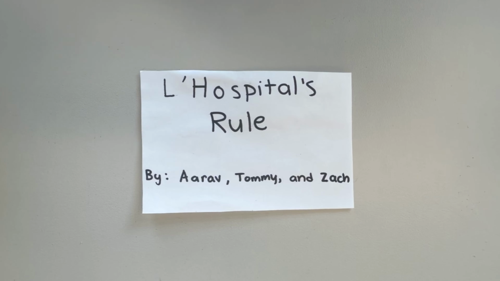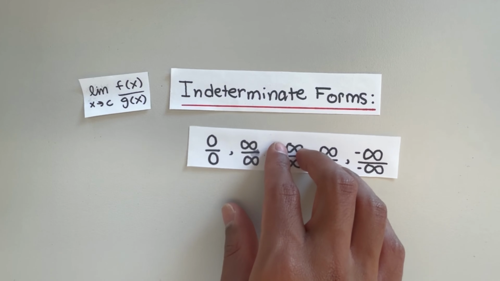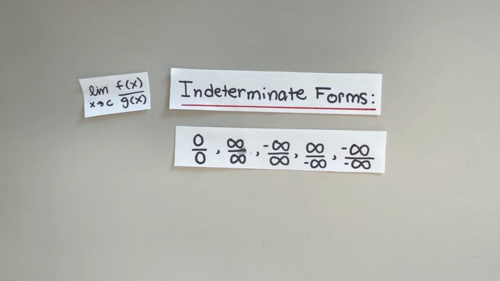L'Hopital's rule is used when evaluating the limit of a function in indeterminate form. When plugging the value of the limit into the function, an indeterminate form would be shown as 0 over 0 or plus or minus infinity over plus or minus infinity.